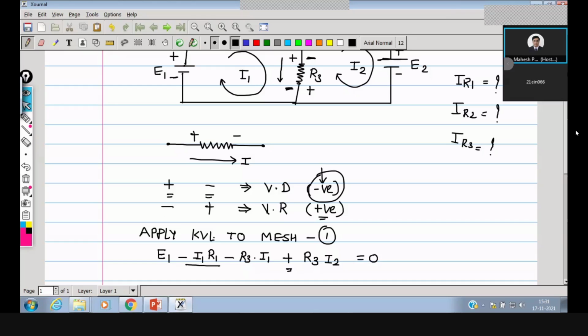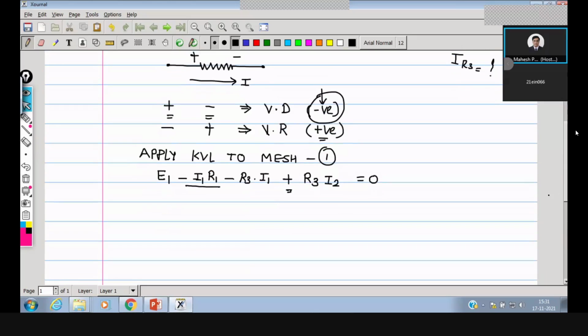Using Kirchhoff's voltage law, similarly, we can write another equation for mesh 2. Are you with me, all of you? Or we can rearrange all the terms.